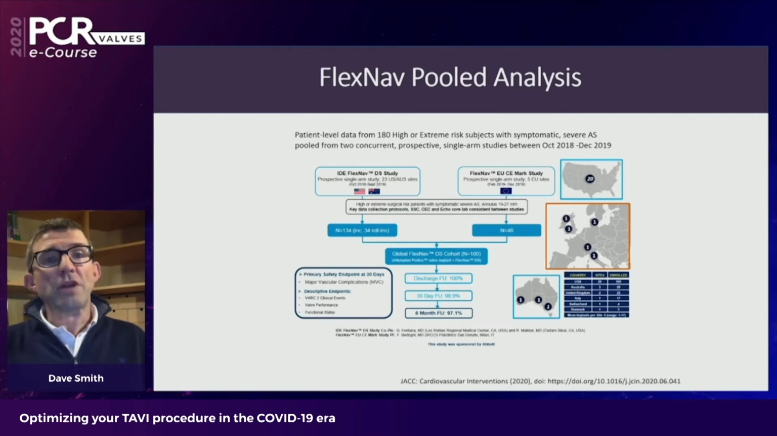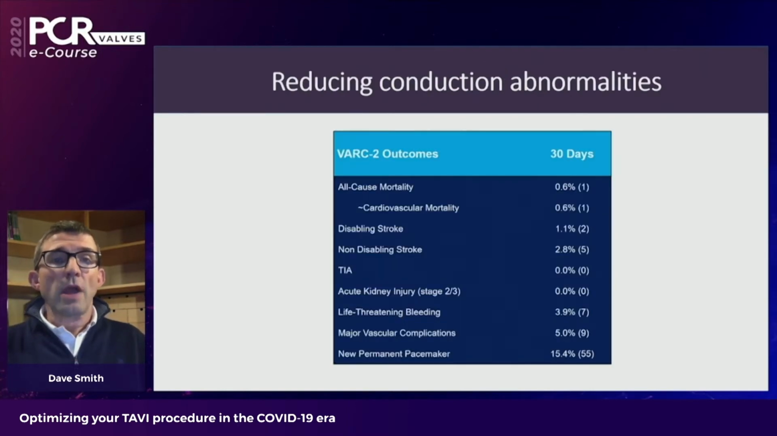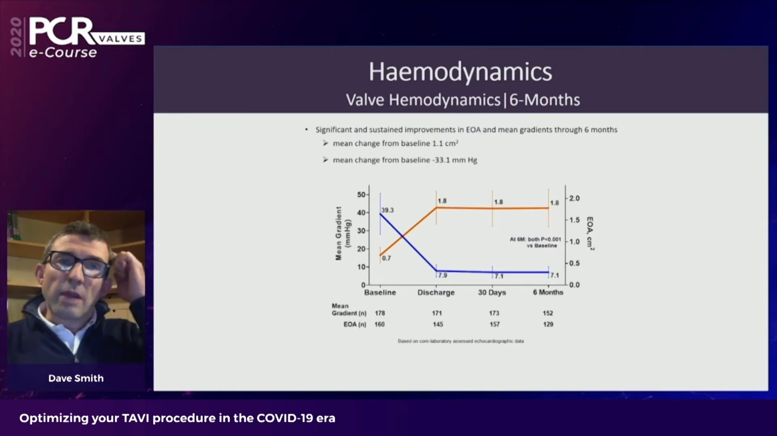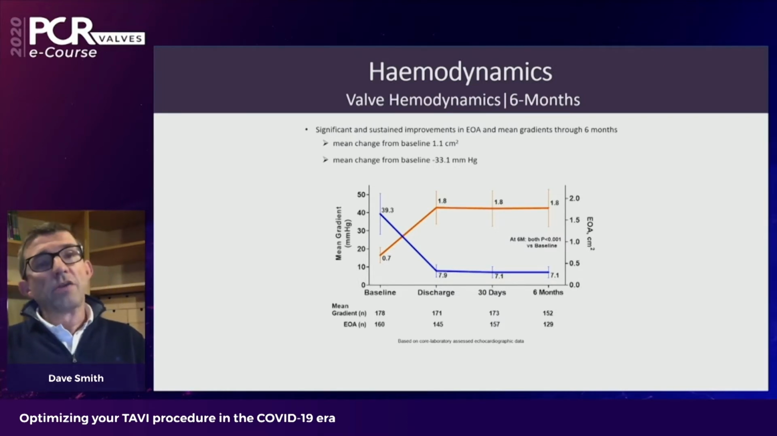If we also look at the FlexNav pooled analysis from the IDE study in America and Australia, together with the EU data, we can also see from this pooled analysis of 180 patients a reduction in pacing rate comparable with the IDE data. In terms of hemodynamics, we can see very effective hemodynamic data from this same pooled analysis, low mean gradients, high effective orifice areas, and this is maintained from 30 days out to 6 months in the recently presented data.